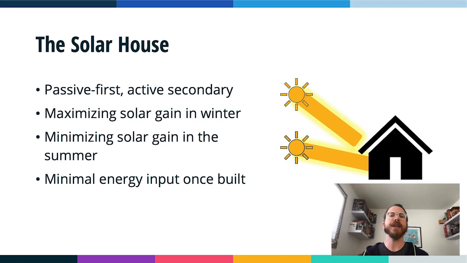One, the structure of the house has overhangs, which prevent summer sunlight from getting into the house. And then it has windows on specific faces that take advantage of the low angle sun that comes in winter and can then heat that home up using that solar energy. The active part of it comes later. That would be solar panels and things like that, which typically people talk about.